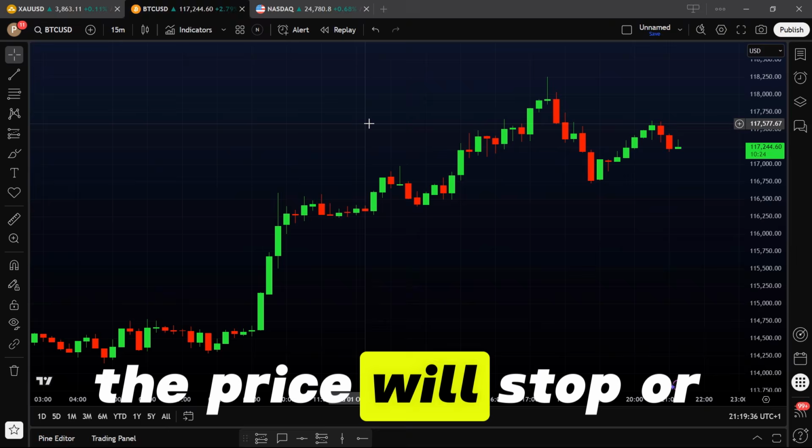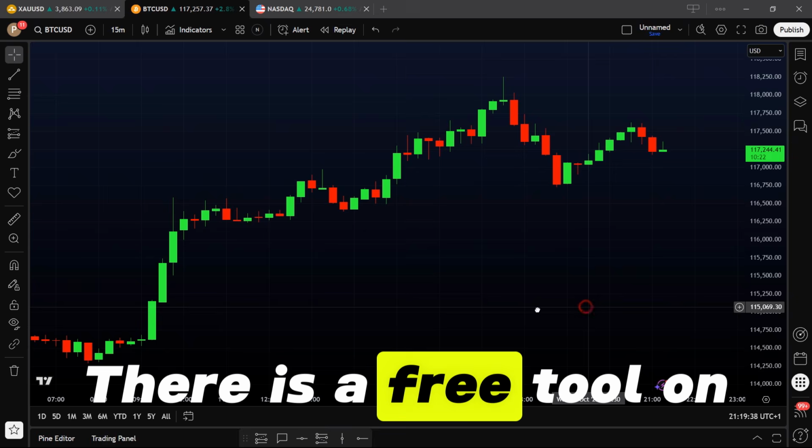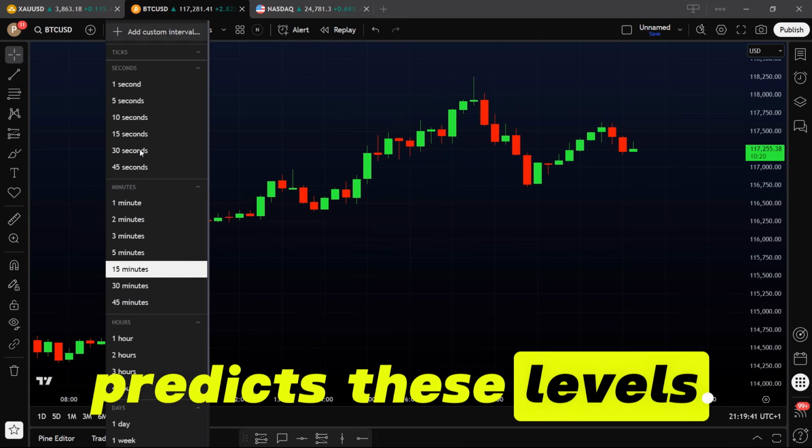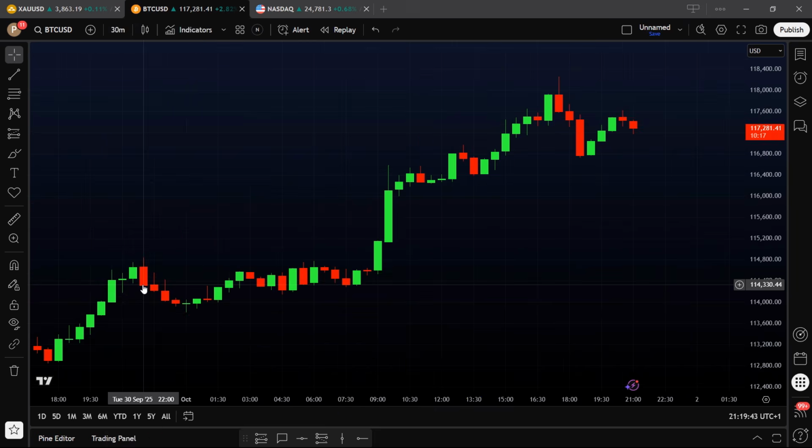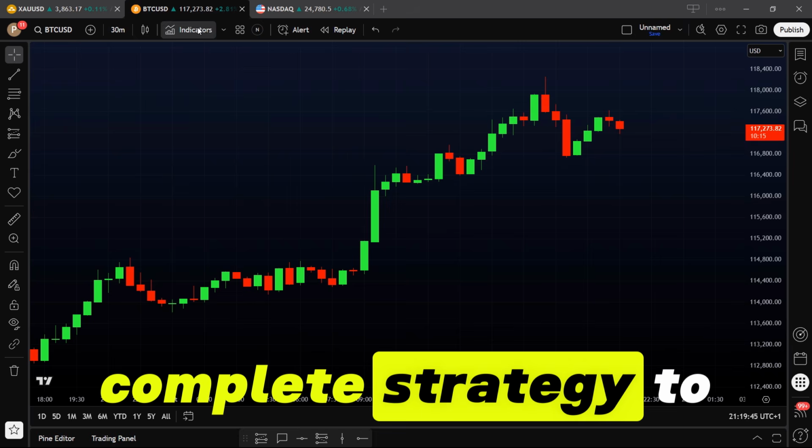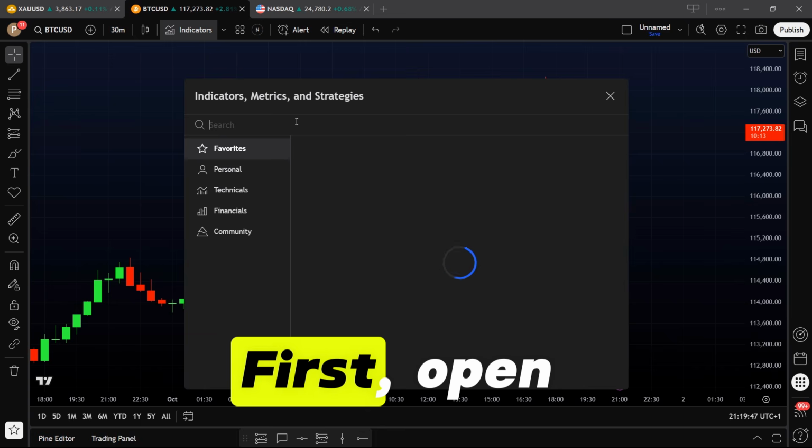Want to know where the price will stop or break out? There is a free tool on TradingView that predicts these levels. Today, I show you this indicator. Then, I will give you a complete strategy to use it. Let's begin. First, open TradingView.